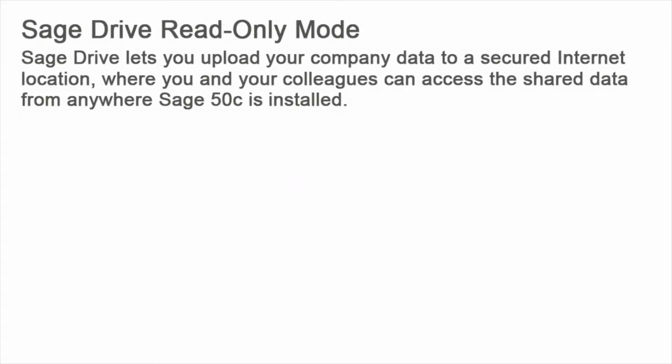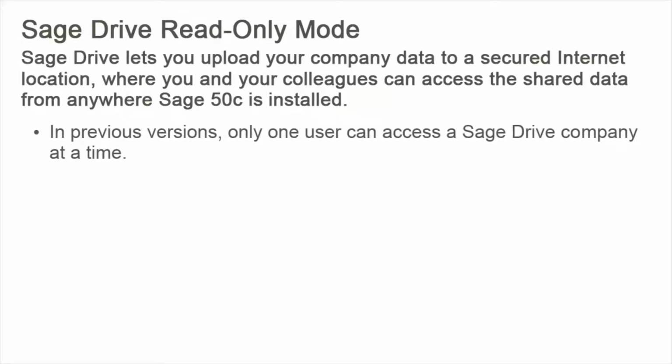The Sage Drive feature included in Sage 50 Accounting lets you upload your company data to a secured internet location where you and your colleagues can access the shared data from anywhere Sage 50C is installed and an internet connection is available. In previous versions of the program, only one user can access a Sage Drive company at any given time. This means that when a remote user is active in a shared Sage Drive company, the remote user must log out before other users can access the company, and vice versa.